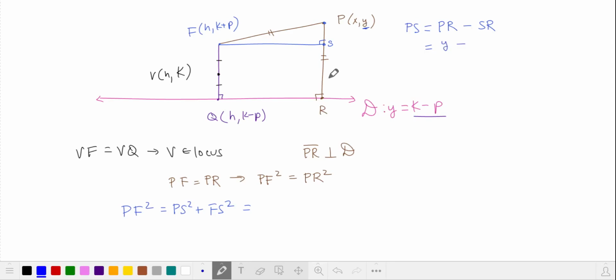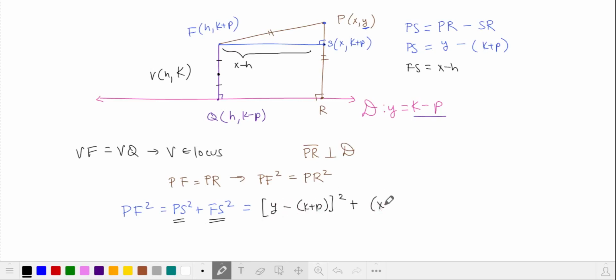The distance from P to R is just the y-coordinate here. The distance from S to R is the same as the y-coordinate of the focus. That's k plus p. This distance from F to S is just the difference in the x-coordinates of this point S and this point F. That's x minus h. So we'll plug these in to our expression down here. This is the square of y minus (k plus p) plus the square of x minus h.